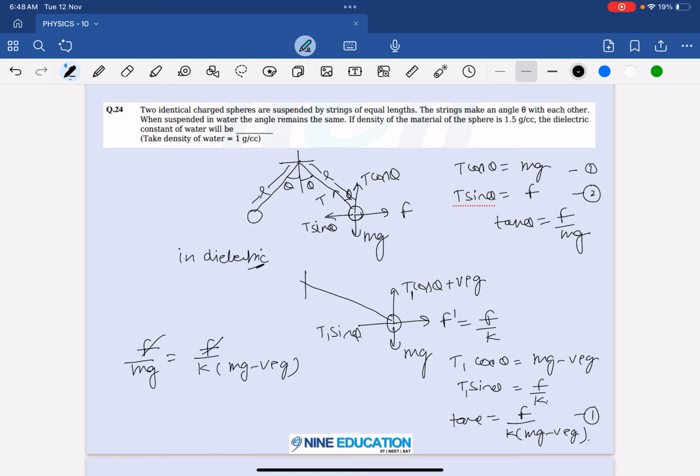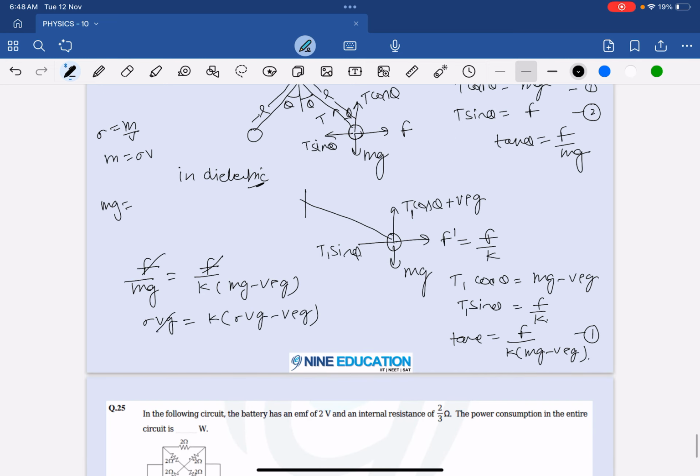Can we write this mg? Let's write density equals mass by volume. So we take the density as sigma, that is the material density, right? So mass is going to become sigma v, correct? So this is going to become sigma vg equals k times (sigma vg minus v rho g), correct?